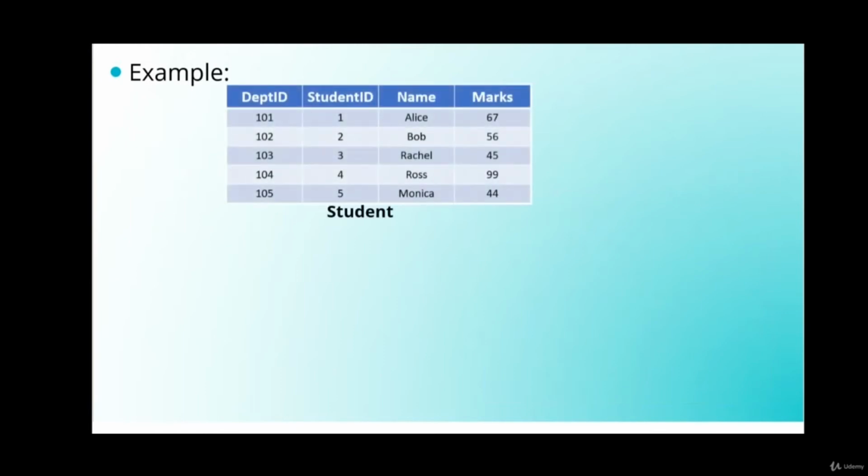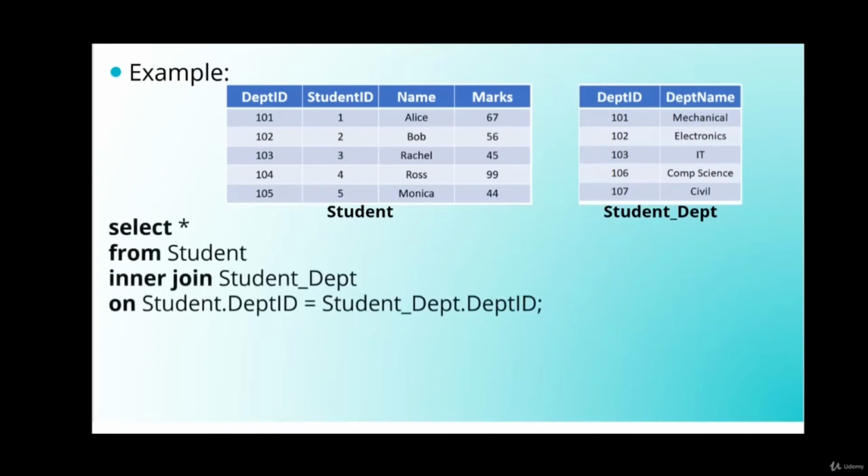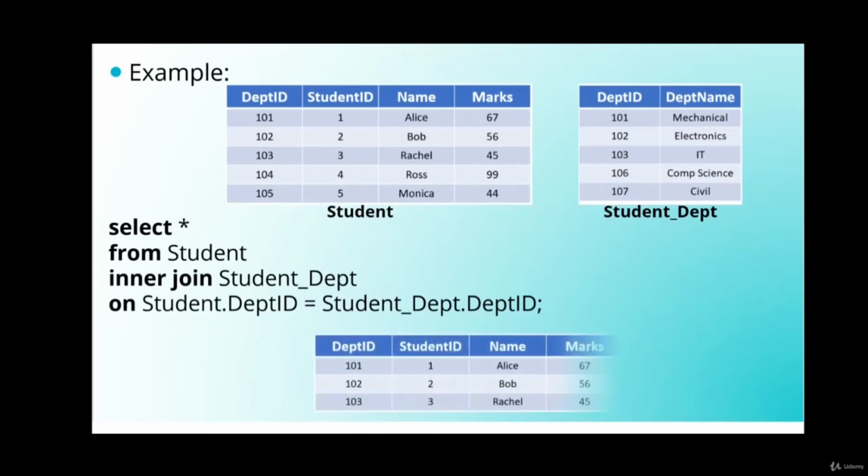Let's understand it with the help of an example. If these are the two tables and we want to execute student inner join student department, first it will look for common columns, which is department ID in this case, and then it will match the values in those columns. Like department 101 has Alice, so according to the second table, department 101 belongs to mechanical department, so it will combine those two rows.